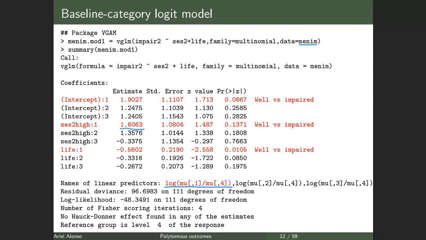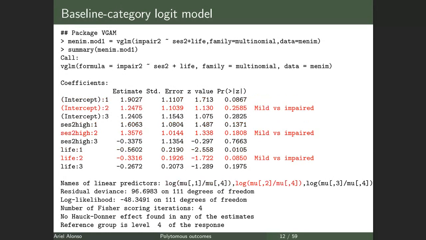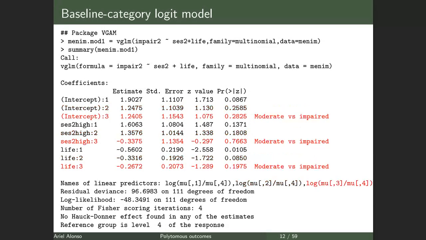So what we have here, you see that the coefficient is positive, it is 1.6. That basically means that for people with a high socioeconomic status, the odds of being well are larger than the odds of being impaired. But we are going to see the interpretation later on. So these are the coefficients for the first model, for the log of the odds of being well versus being impaired. Then here you have the coefficients for the log odds of being mild instead of impaired. And then here you have the coefficients for the log odds of being moderate instead of impaired. So these are the three logits we are modeling.